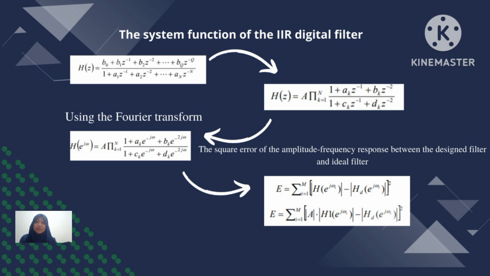Using the Fourier transform, we get the frequency response of the IIR digital filter. So, the third function is after using the Fourier transform. And the last, the square error of the amplitude frequency response between the design filter and the ideal filter.